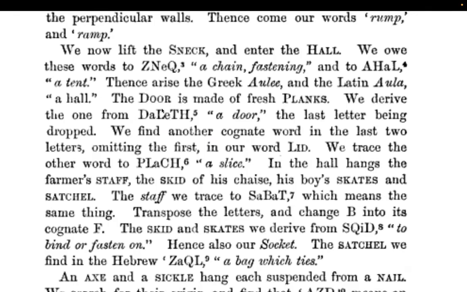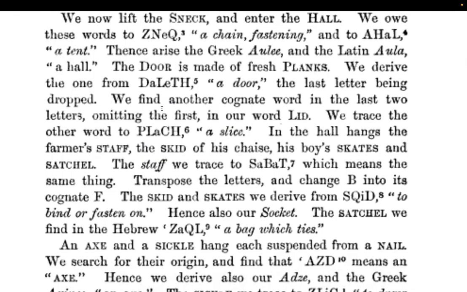The door is made of fresh planks. We derive the one from daleth, a door, the last letter being dropped. We find another, and that would have made the L become an R, right? We find another cognate word in the last two letters, omitting the first, in our word lid. That would be backwards from the way it's spelled in the Hebrew. So just reading it backwards, you get lid.